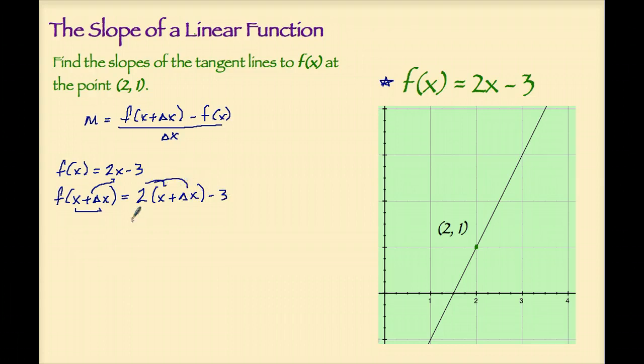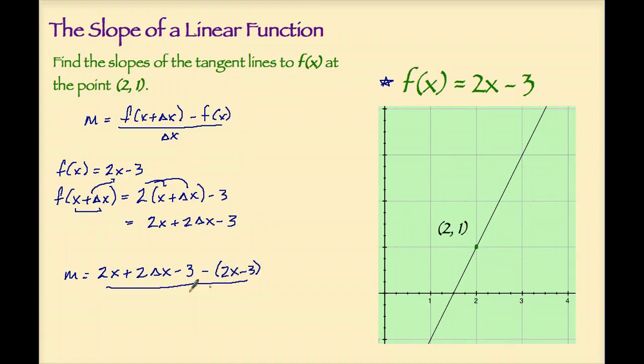Let's distribute and simplify a little bit. We end up with 2x plus 2 delta x minus 3. Now that we have our players, let's plug them into the formula and calculate the slope. The slope will be f of x plus delta x, which is this quantity, 2x plus 2 delta x minus 3, minus f of x, the original function, which is 2x minus 3, all over delta x. We'll distribute this negative and simplify a bit. We have 2x plus 2 delta x minus 3 minus 2x plus 3 over delta x.